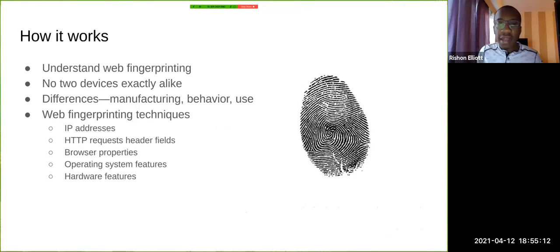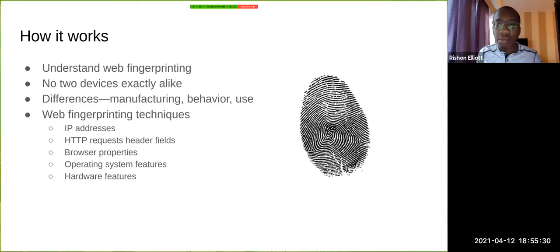To fully understand the concept of web fingerprinting, it is important to realize that no two devices are exactly alike. Looking deeper reveals differences in the manufacturing, behavior, and use of web surfing devices that websites are able to use to create fingerprints and keep track of their many visitors.